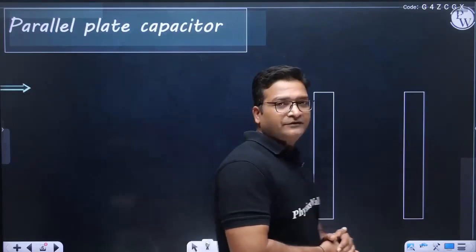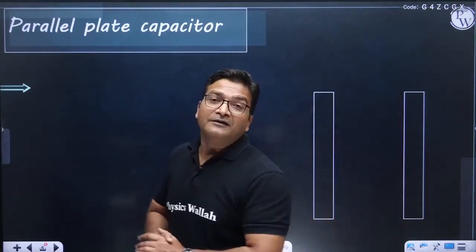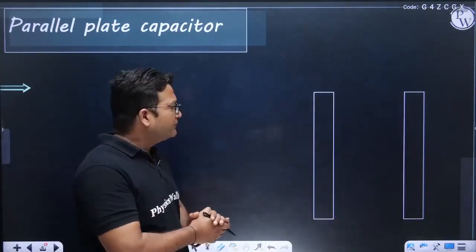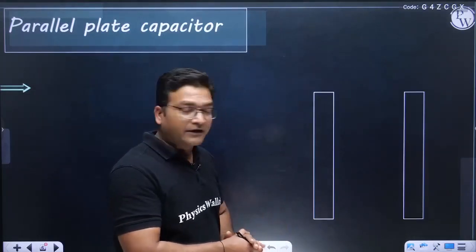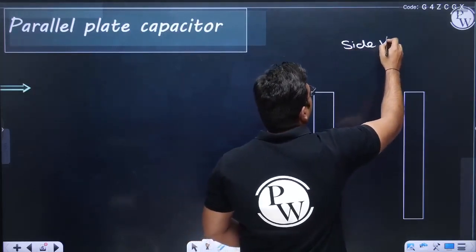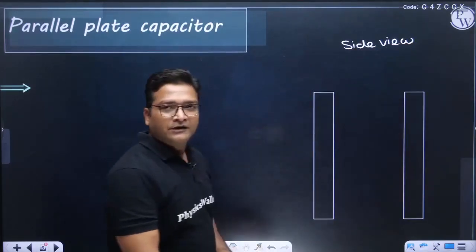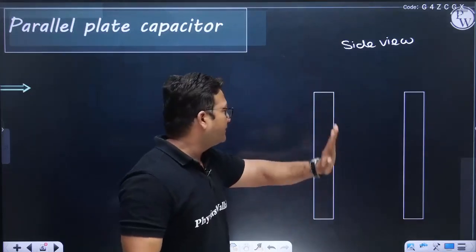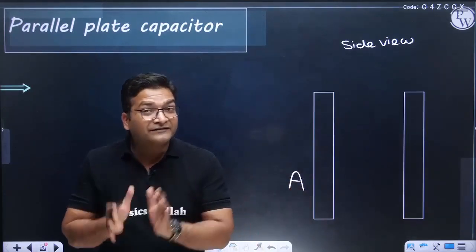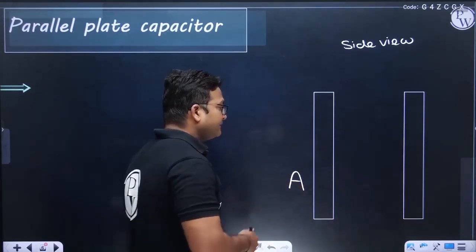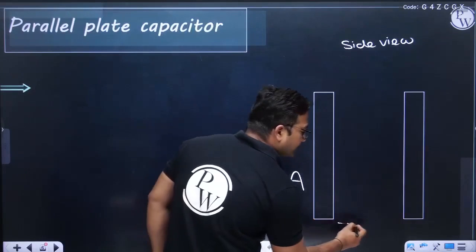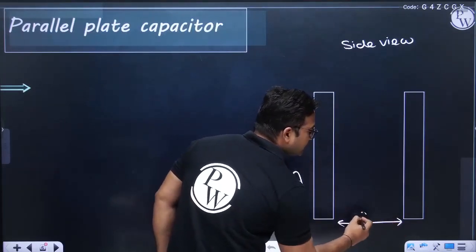The most famous shape of capacitor is the parallel plate capacitor. It's again very important for our course. So here we have two plates. We are actually looking at the side view of the plates, so the plates are like this. The area we are not able to see because we are looking at the side view. But suppose this is the area of the plates, and the two plates have the same area, and the gap between them is say D.